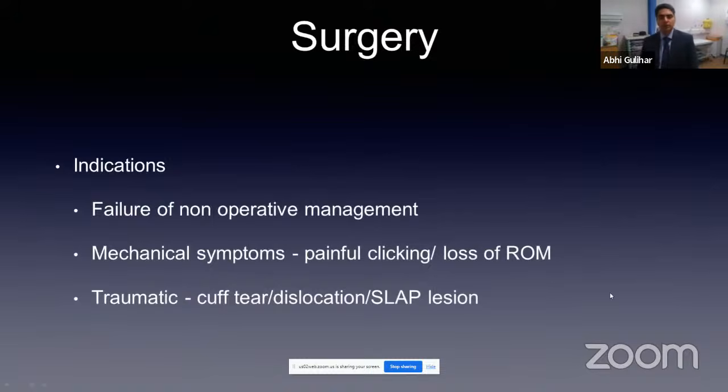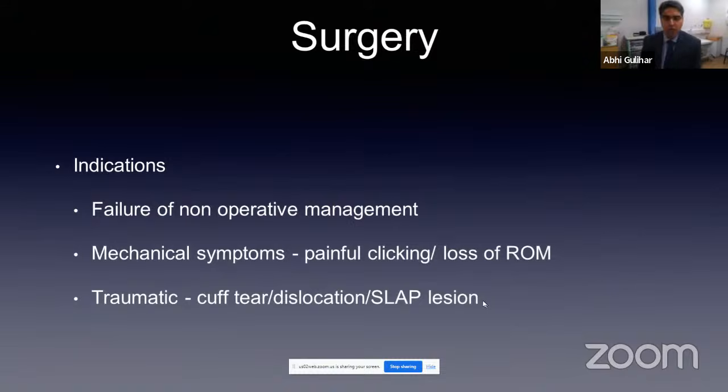So indications for surgery in my book are failure of non-operative management. So you've tried the steps from the previous slide and they still have a lot of biceps pain. If they have mechanical symptoms, so painful clicking and locking, and they are unable to move their shoulder through a full range of motion because of the pain or because of the clicking. If there is a traumatic lesion causing cuff tear, dislocation of the biceps, or if there is a traumatic slap lesion and they have already tried non-operative management.